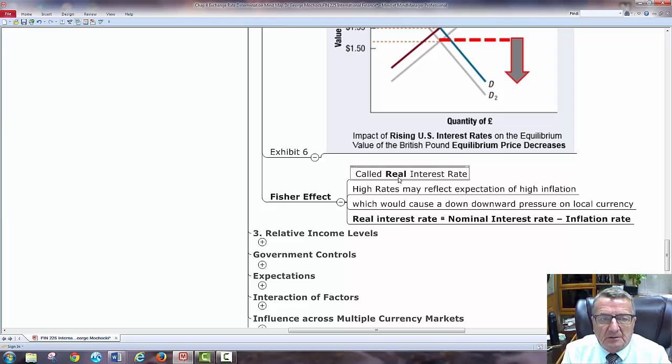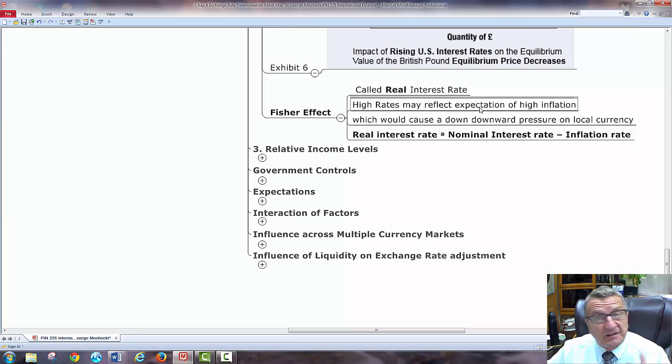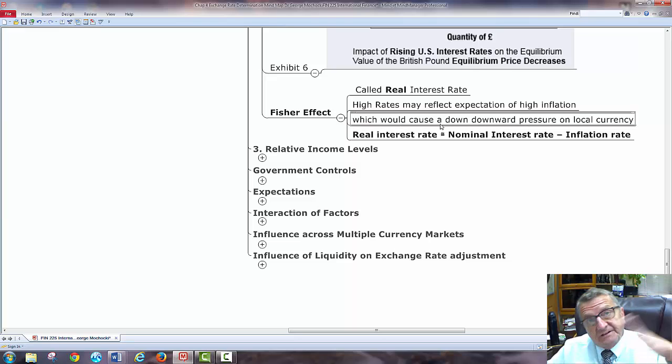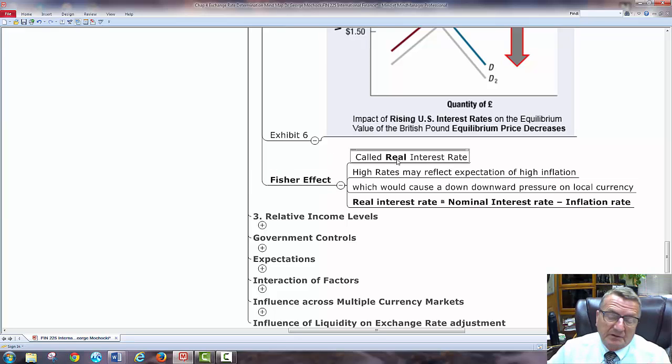Remember, my whole process teaching this is for you to start thinking financially, forget the numbers and everything else. What is going on in the market? Once I understand that, then I could easily look at this as a word problem and easily convert it into a mathematical equation. Okay, so it's called real interest rates. High rates may reflect expectation of high inflation that we talked about way back up there, which would cause a downward pressure on local currency. So the real interest rate equals the nominal interest rate minus the inflation, and that gives me what they call the Fisher effect of real interest rate.